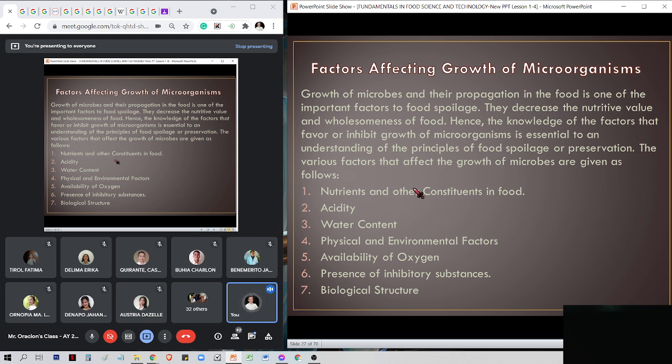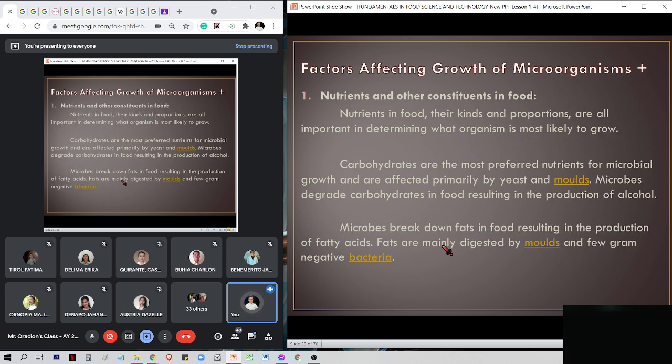So, the various factors that affect the growth of microbes are given as follows. Number one, nutrients and other constituents in foods. Number two, acidity. Number three, water content. Number four, physical and environmental factors. Number five, availability of oxygen. Number six, presence of inhibitory substances. Number seven, biological structure. So let's talk first about the factors affecting growth of microorganisms.